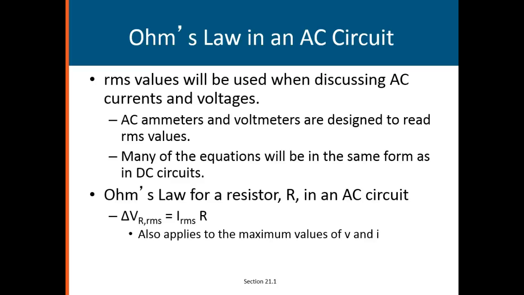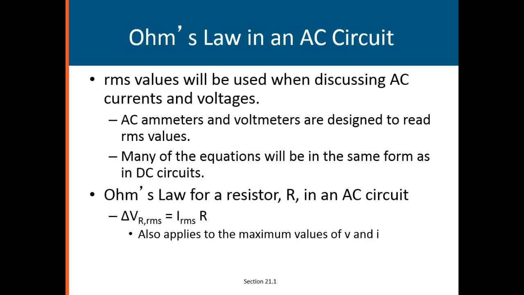Okay, so what is Ohm's law in an AC circuit? The root mean square values will be used when discussing the alternating currents and voltages. AC ammeters, that's alternating current ammeters, and voltmeters are designed to read root mean squared values. Okay, now all we've been using so far have been direct current. We haven't done any with alternating current, and I doubt if we're going to have time to. So don't sweat that. Many of the equations will be the same form as in direct currents.